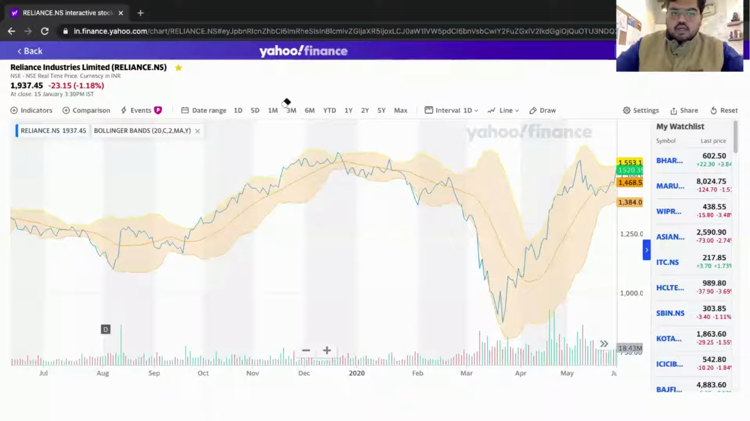Now, what does a Bollinger Band tell you? First of all, if the price line or the blue line that you can see out here crosses the upper band, it usually means that the price is overbought and there is a potential selling opportunity. All right. And if the price goes below the lower band, then there's a potential buying opportunity. All right, because it's oversold, and that's what the Bollinger Band is trying to tell us.